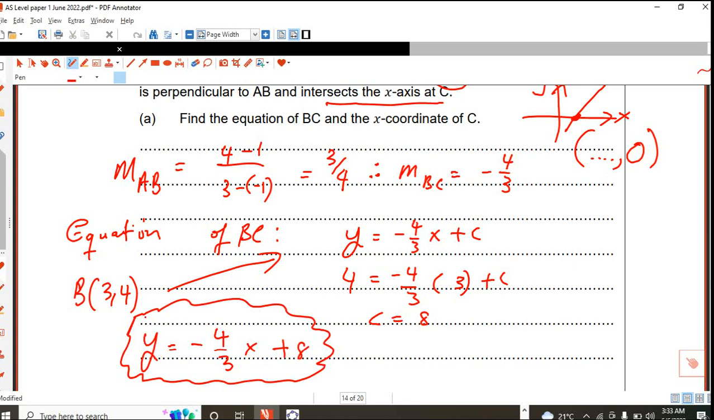Now they are saying this line here cuts the x-axis, right? So y is 0.